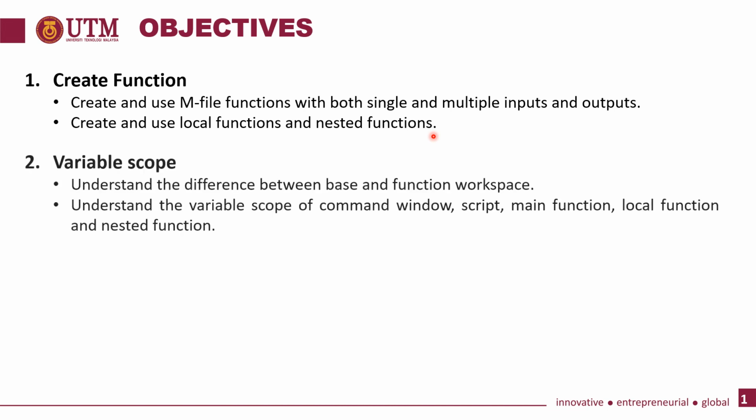Right, the second objective is variable scope. So you will be able to understand the difference between base and function workspace and how you want to differentiate between both of them. And the second part of the objective is to understand the variable scope of the command window, script, main function, local function, and nested function, and when or where you can access those variables.